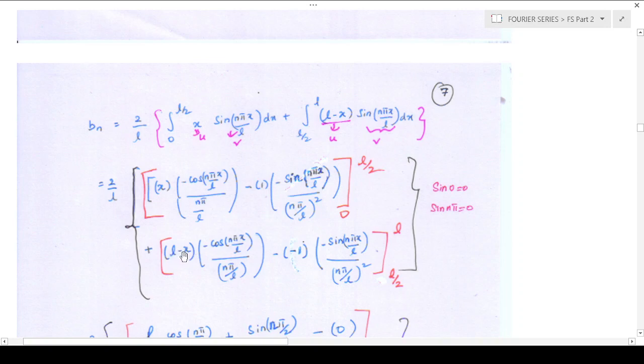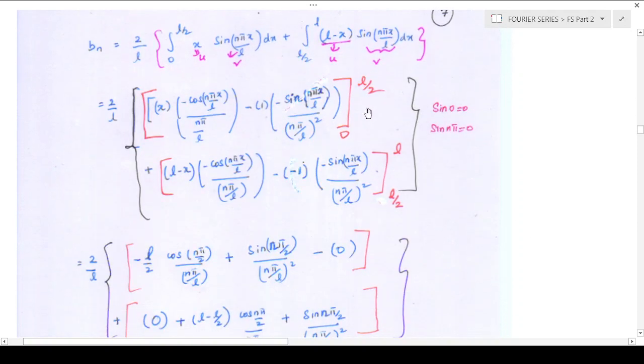L minus x is u and u dash is minus 1. How we integrate sine here? Similarly, here you are integrating and substituting. Now we have to apply for both the things upper limit minus lower limit. So if you apply 0 here, children, 0 into anything is 0, right? So sine 0 is 0. Lower limit is 0 for the first one. And then for the second one, if you apply L, L minus L is 0 and sine n pi. If you apply L, sine n pi is 0. So only here the upper limit exists.